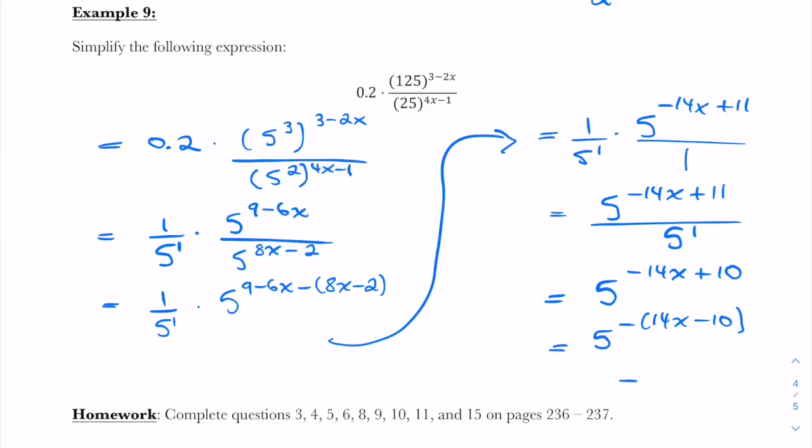So another way to write this would be as follows: 1 over 5 to the exponent of 14x take away 10. In this case, I would actually accept either of these two answers that I'm highlighting, and the reason is only one of the terms in the exponent of the first expression was negative. So if you ask me, both should be acceptable.